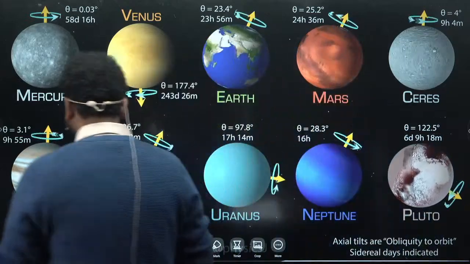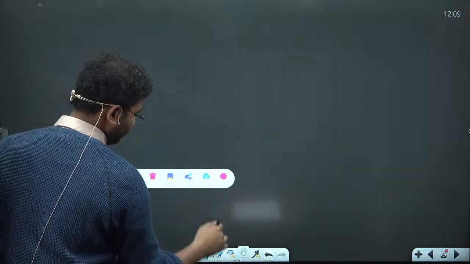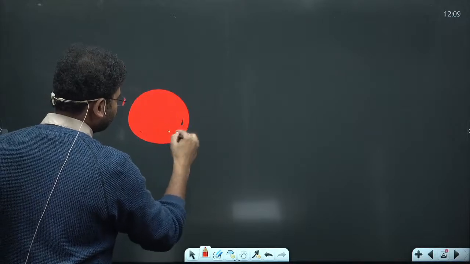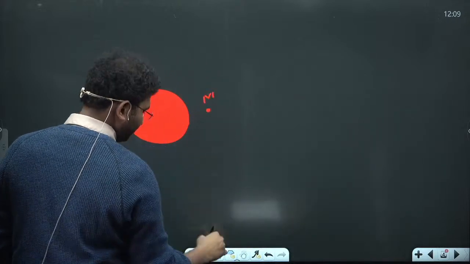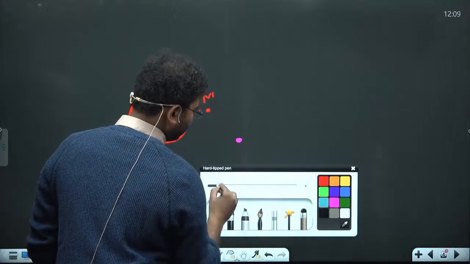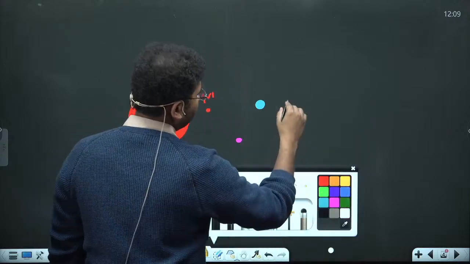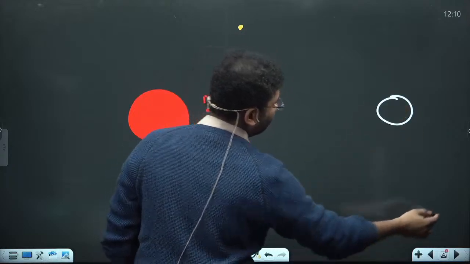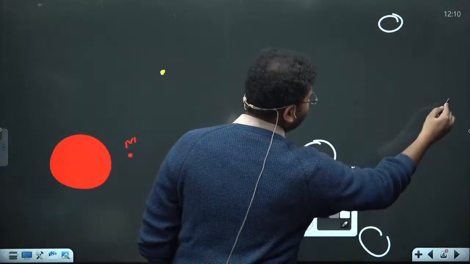That means, what I mean to say is, look here, imagine that this is your Sun. Just give me a second. Imagine this is your Sun. This is Mercury, your Venus. Your Venus can be here. This is your Earth. And this can be your Mars. ये Jupiter हो सकता है, ये Saturn, ये Uranus, or this can be your Neptune.